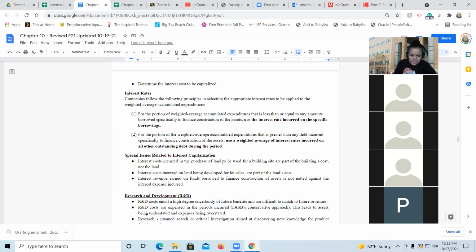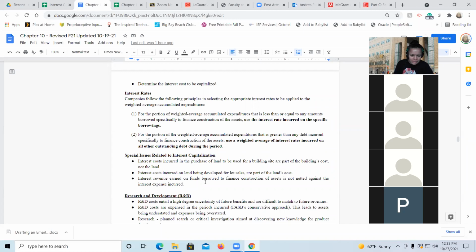Interest costs incurred in the purchase of land to be used for a building site are part of the building's cost, not the land. So they're just saying that if you're constructing a building and there's interest that is part of the loans that went out as part of the cost of the land to put the building on, you still put that interest as part of the building. We don't even get that involved in our examples here or in the textbook. It doesn't get that crazy. And forget about number two, really.